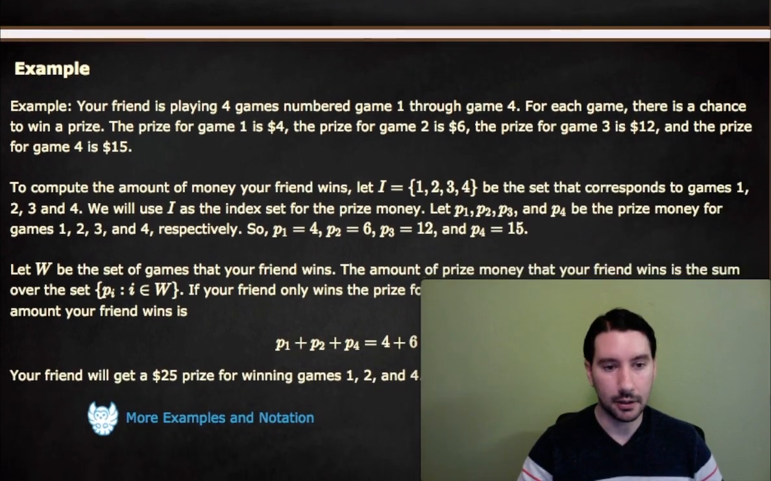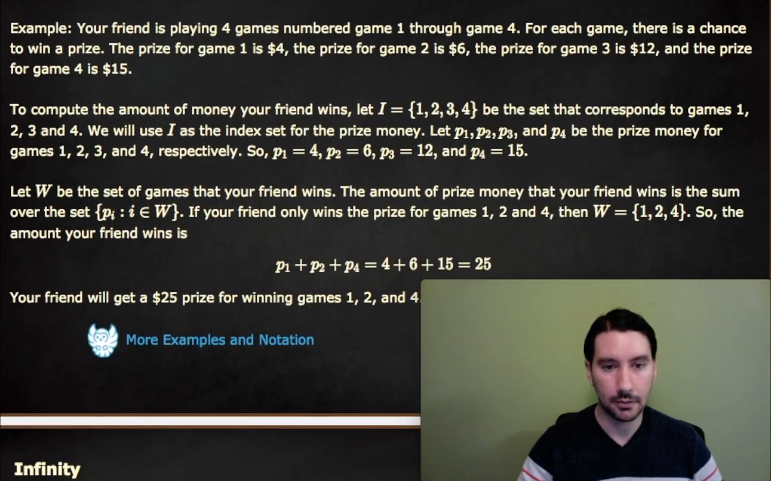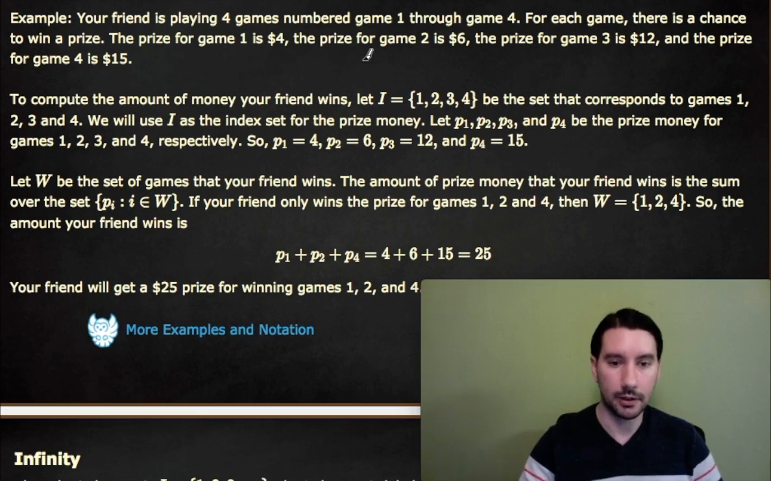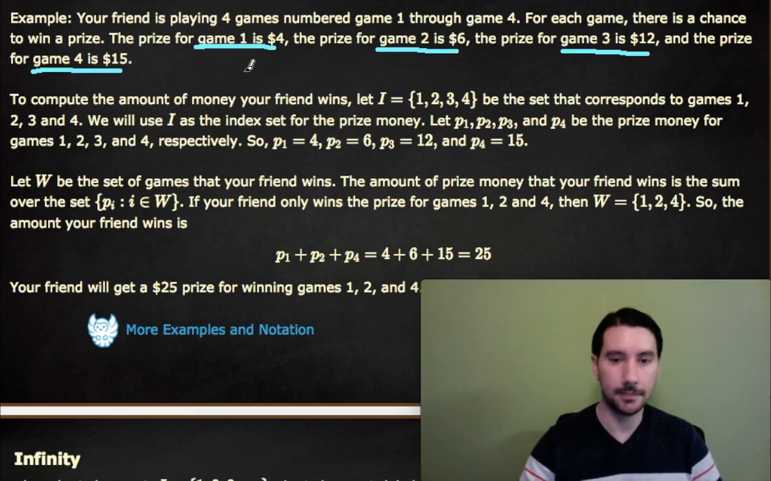Let's do an example of where we might use something like this. So suppose your friend is playing 4 games, and the games are numbered 1 through 4. For each game, there's a chance to win a prize. The prize for game 1 is $4. The prize for game 2 is $6. The prize for game 3 is $12, and the prize for game 4 is $15. To compute the amount that your friend wins, we could use an index set. I is {1, 2, 3, 4}, which are just the labels for the games, right?